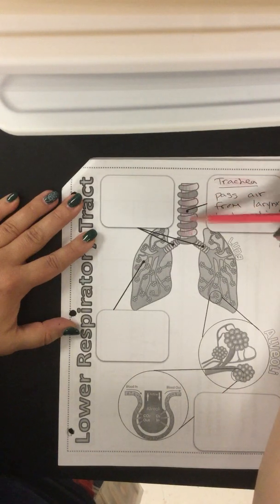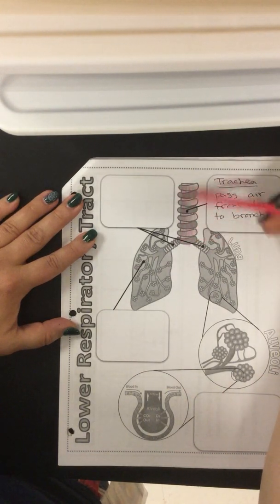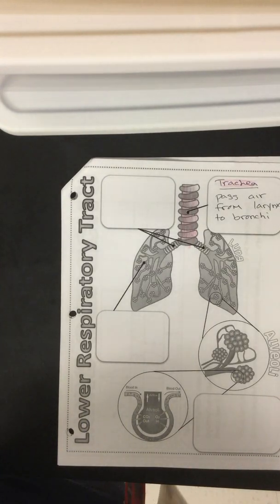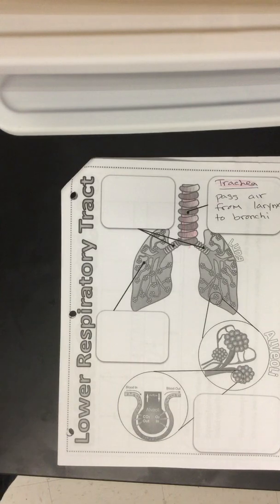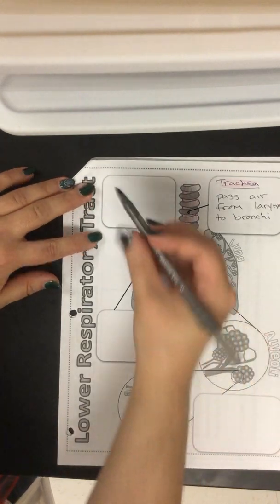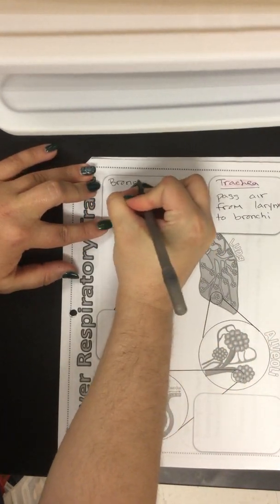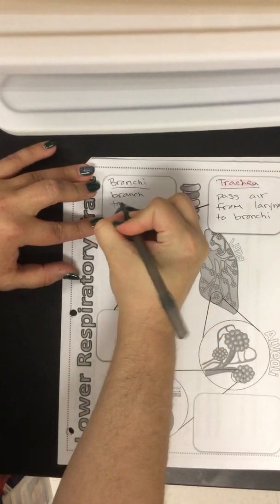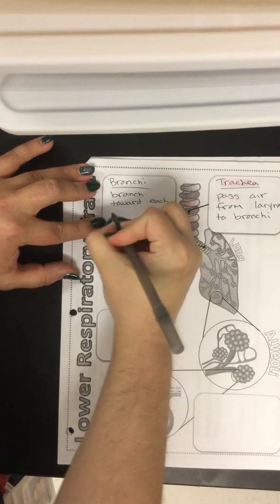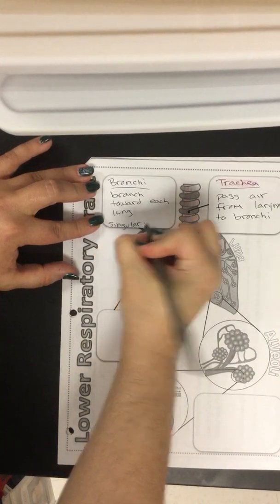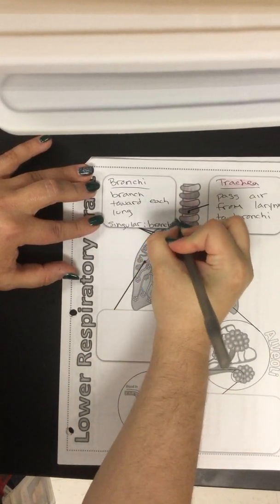Here's your trachea. It starts in kind of the top of your neck, throat area and goes down to your lungs. So say probably about where your sternum starts-ish is about where your trachea would end. After you get down to this level, it branches into two sides, and these two smaller tubes are called bronchi. They branch toward each lung. If you're just talking about one, it's a bronchus.